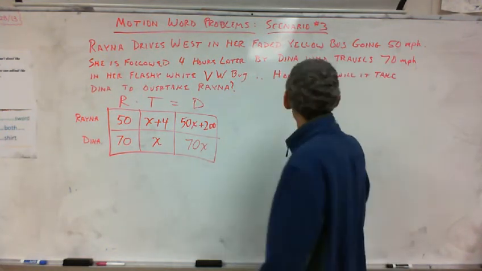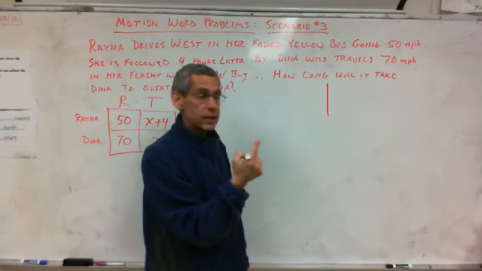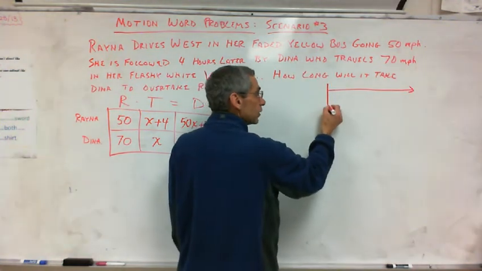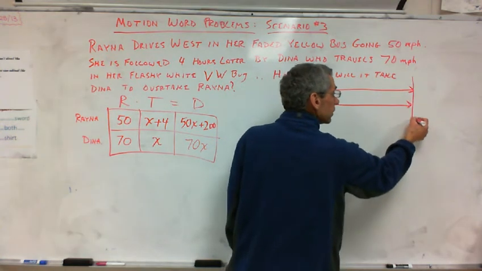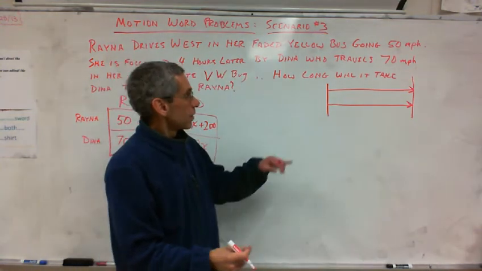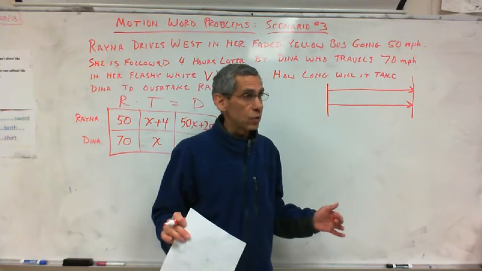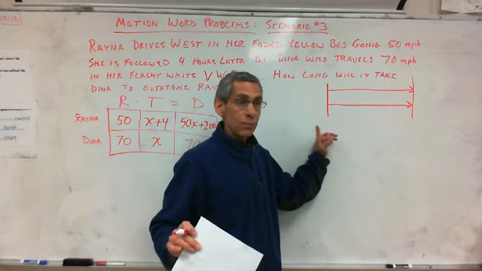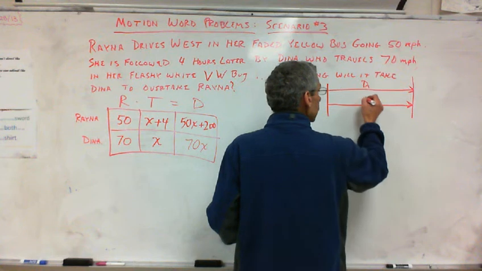Yeah, because think about it. Here's our scenario. They both leave from the same place, right? They just leave at different times. Raina leaves first, and she goes all this way, right? And then 4 hours later, Dina leaves, and we're asking when she will overtake her. When she overtakes her, their distances will be identical. It doesn't matter that one's going faster and one's going slower, like in the previous scenarios, because we're starting in the same place and we're ending at the same place, so their distances are identical. So D1 is equal to D2.